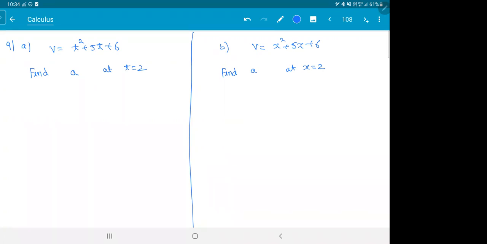Okay. First one is easy. dv by dt is 2t plus 5. So put t is equal to 2 and you get a is equal to 9. You're right. The b part. Okay. Let's see. Others try. I'll give you a minute more.